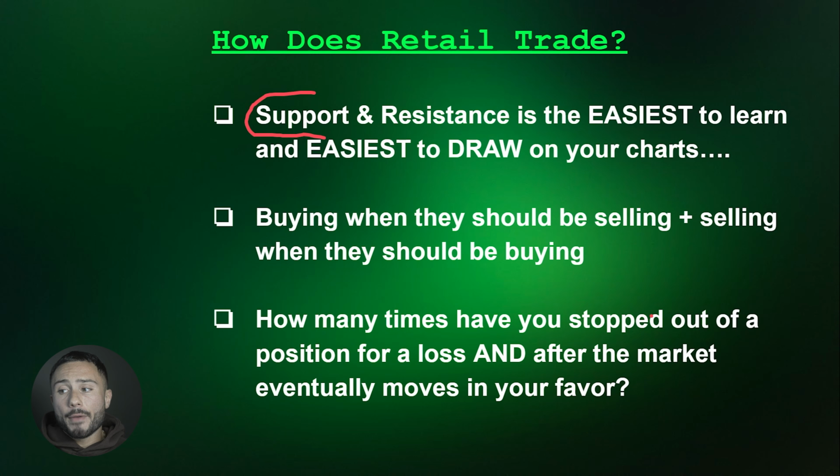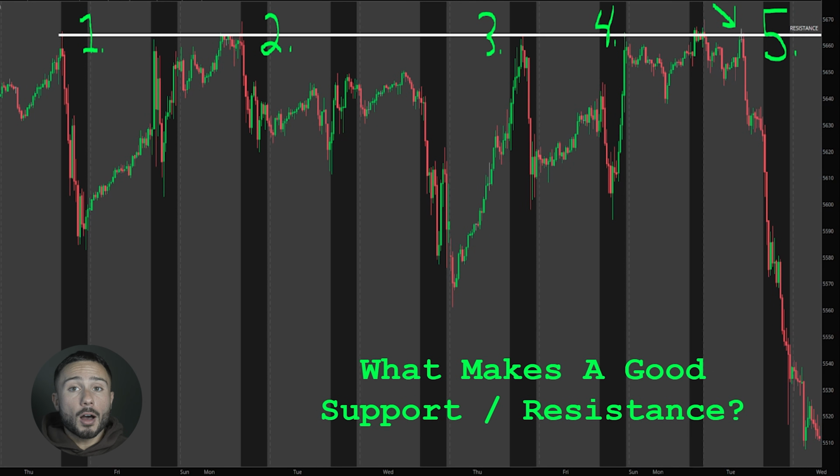How many times have you stopped out of a position for a loss and then the market eventually moves in your favor? This is because you are stopping out where you should be buying, or you're stopping out where you should be entering. And the majority of the time, this becomes above a resistance level or below a support level. Now, we have to make this very clear, and in episode number 5 of this order flow series, I dive deep into support and resistance and what makes a good support resistance level.